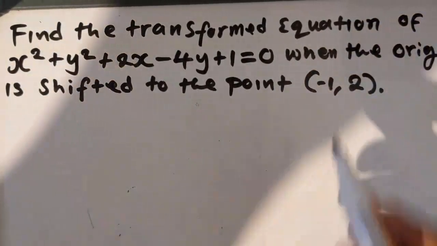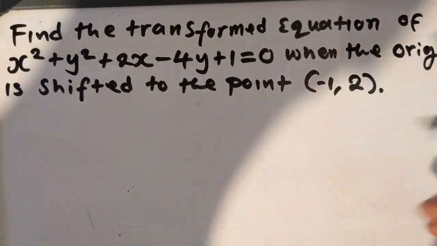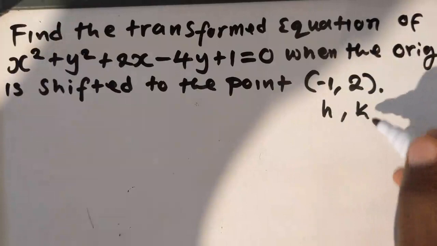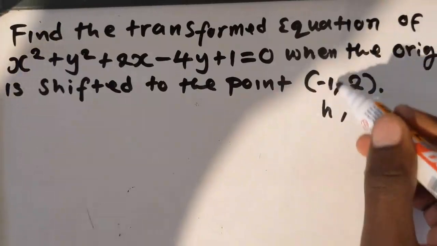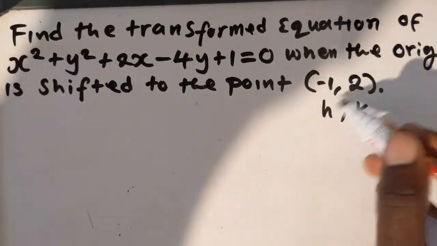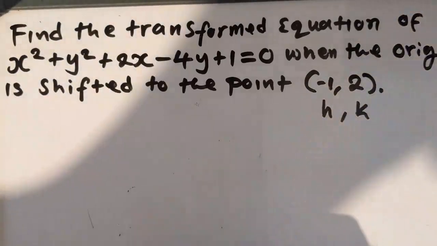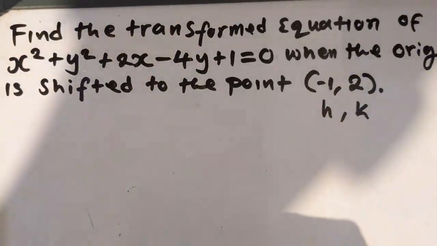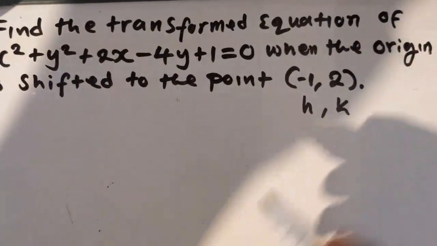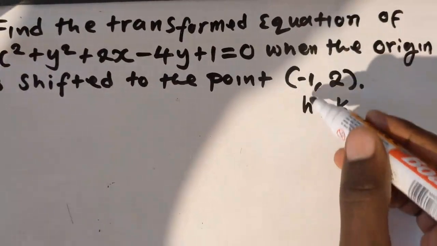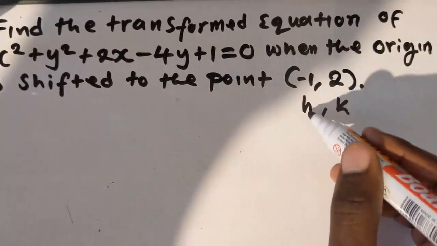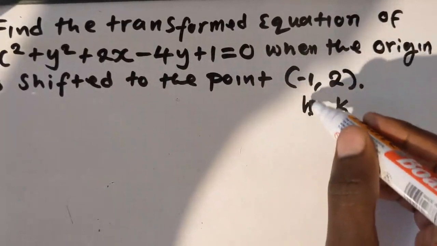So what you need to know is that this is the origin, and the origin is (h, k). So meaning that this coordinate here is h, and this coordinate is k. That is what you need to know. All right. Then you need to know how to find k and how to find h.